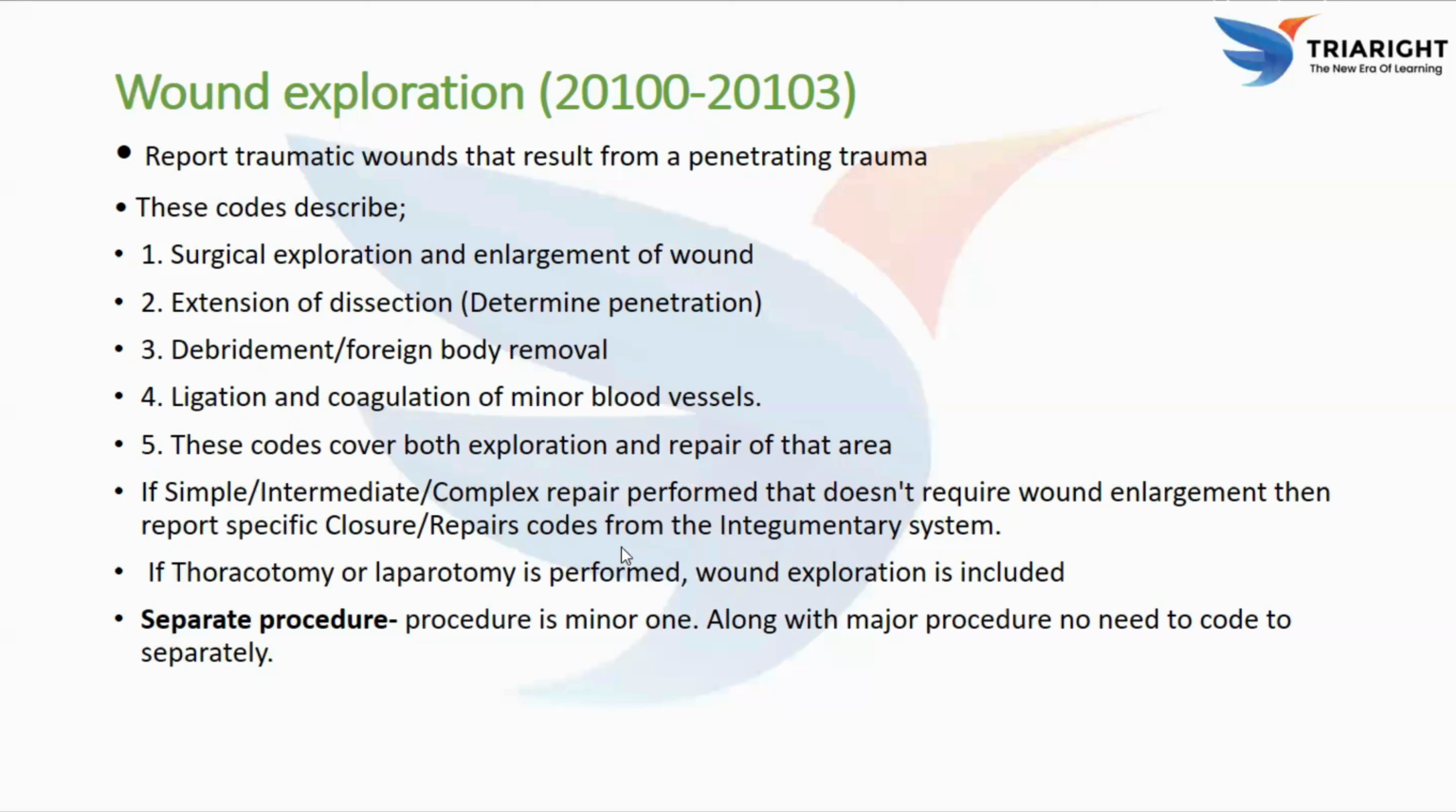For example, a patient presents with a stab wound to the thigh. The surgeon enlarges the wound, explores the muscle layers, removes the debris, controls the minor bleeding and closes the wound. The correct coding is the wound exploration codes based upon the location. Do not code separate debridement or repair for this example.